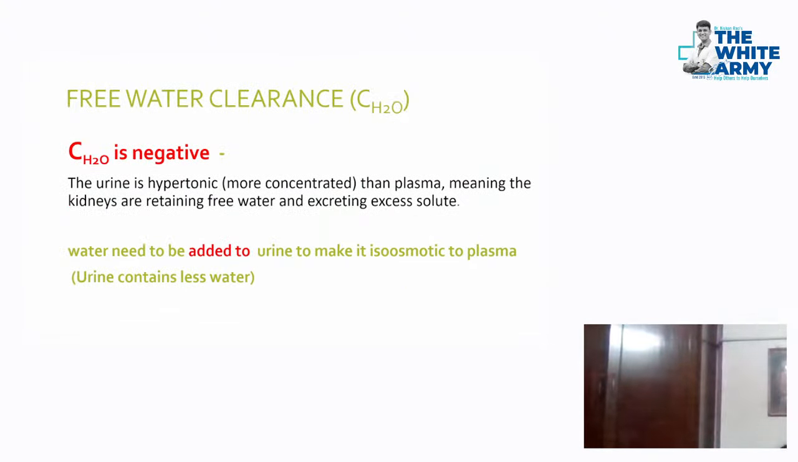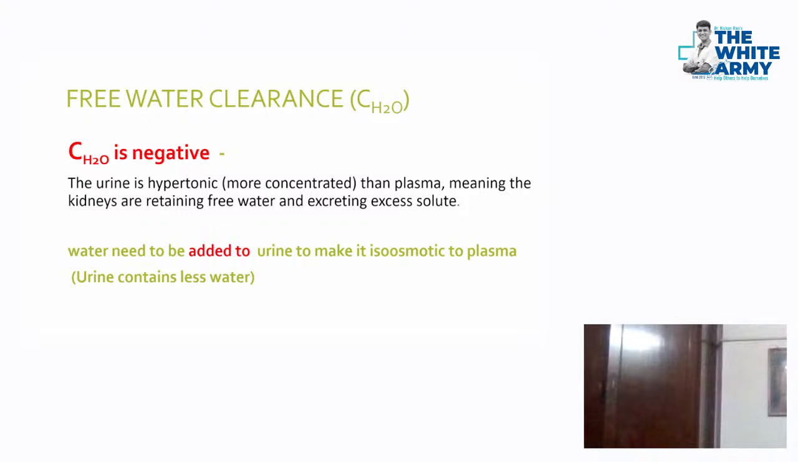Similarly, when we say it is negative, the urine osmolarity is higher; it is concentrated. It is hypertonic to plasma, meaning the kidneys are retaining free water and excreting excess solute in a small volume of urine. In such a situation, you need water to be added to the urine to make it isoosmotic. So in simpler terms, if the urine volume is large and the solute load is less, the osmolality of urine will be low. In such situations, if you want to make it isoosmotic to plasma, you have to remove water.